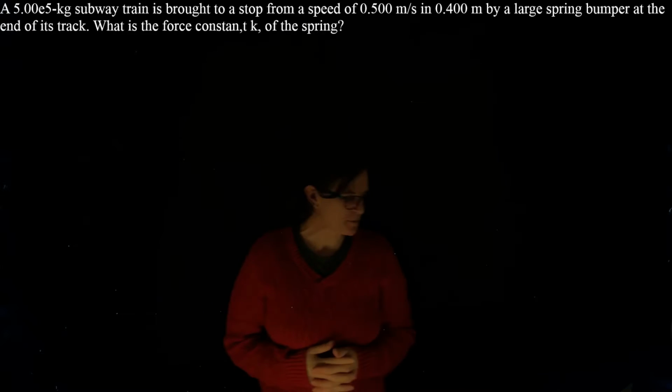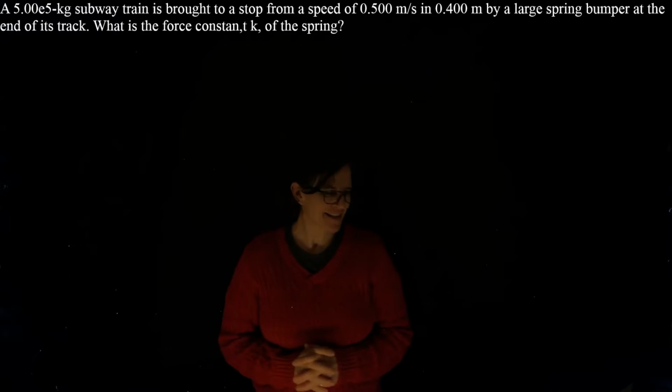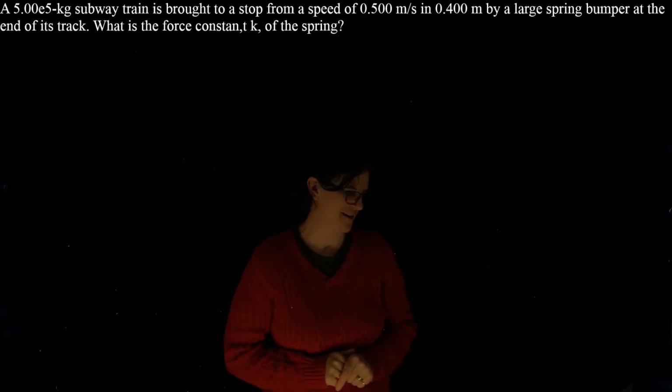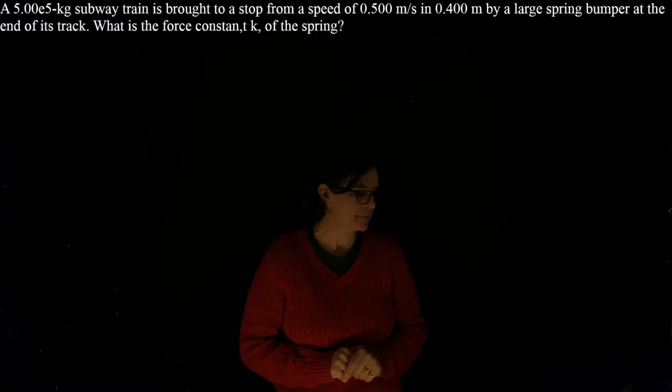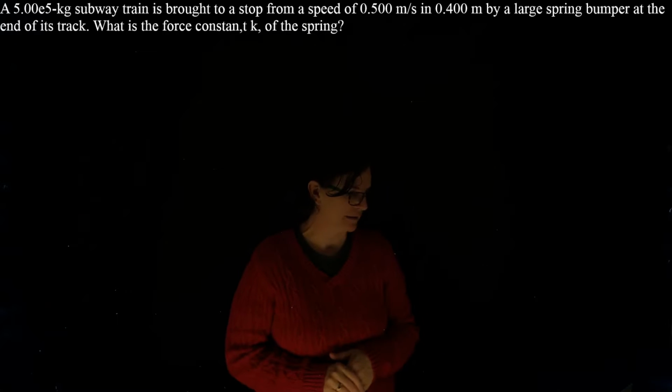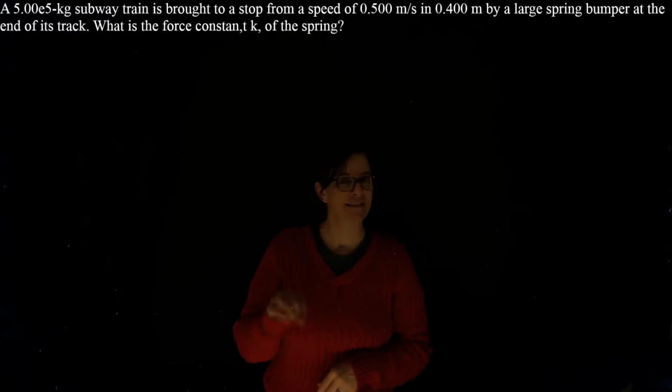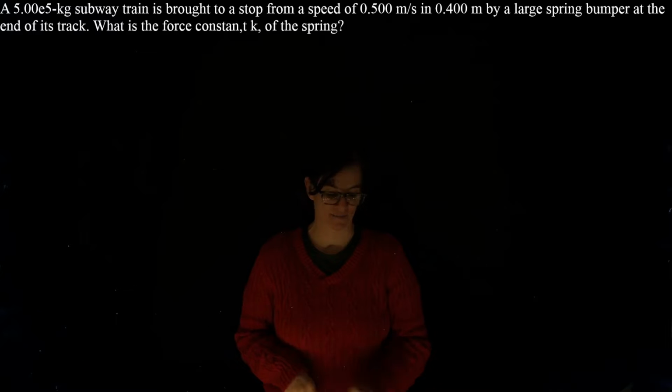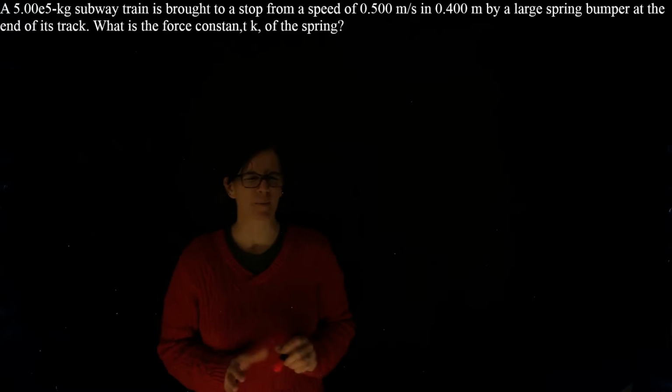Okay, so this problem reads: a 5 times 10 to the 5th kilogram subway train is brought to stop from a speed of 0.5 meters per second in 0.4 meters by a large spring bumper at the end of its track. What is the force constant K of the spring? All right, so there's a couple ways you can do this problem.